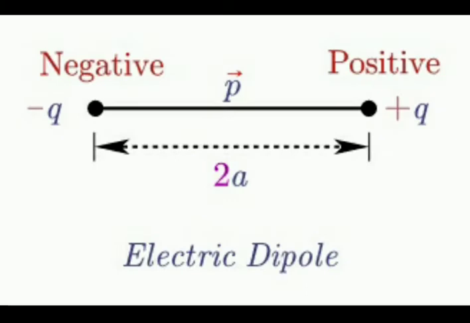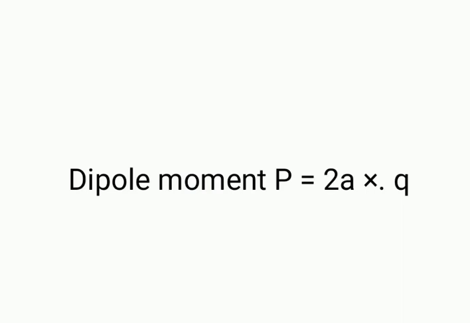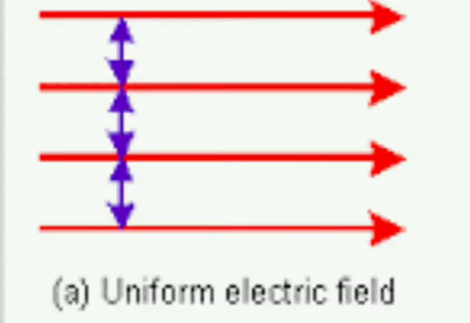Good morning, dear students. We had studied about electric dipole, which is made of two equal and opposite charges separated by a distance. And the dipole moment is given by P is equal to 2a into q, where 2a is the distance between the two charges and q is the value of one of the charges. Now let us see what happens when a dipole is placed in a uniform electric field.